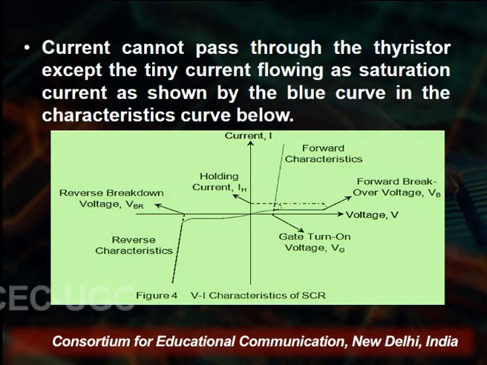In the forward characteristics, we get the forward bias voltage, then when the gate turns on at the voltage V naught. After that it is forward biased over the voltage, then we can get the holding current. After that we get the forward on state. Similarly, here on the left hand side, we have the reverse breakdown voltage at VBR, then we get the reverse characteristics.